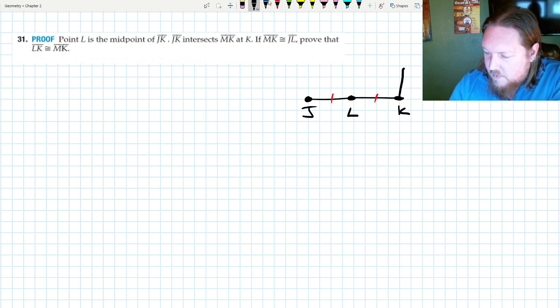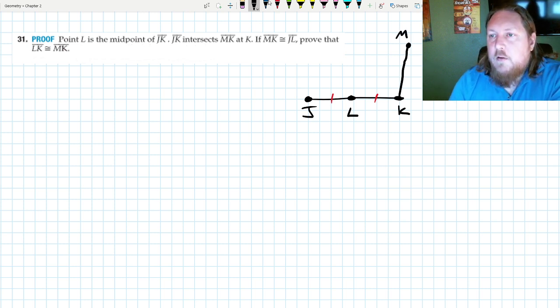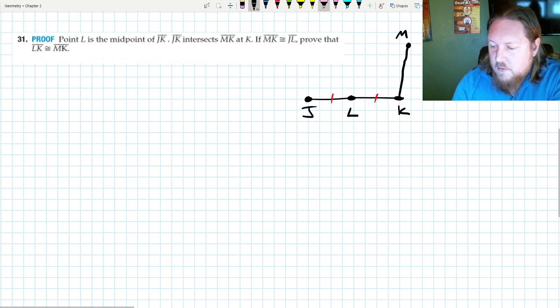So now I can draw this other line, MK. They intersect at K, so that matches. And now they're giving us this little bit of information here. MK is congruent to JL. So MK is congruent to JL. Prove that LK is congruent to MK.